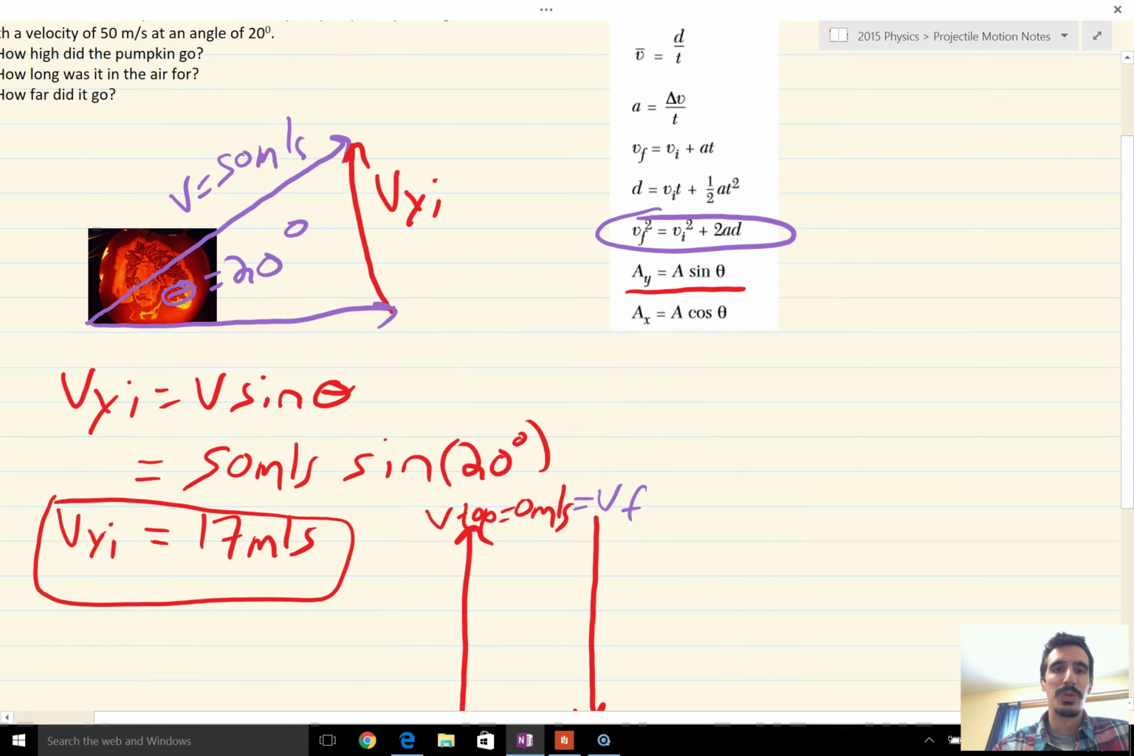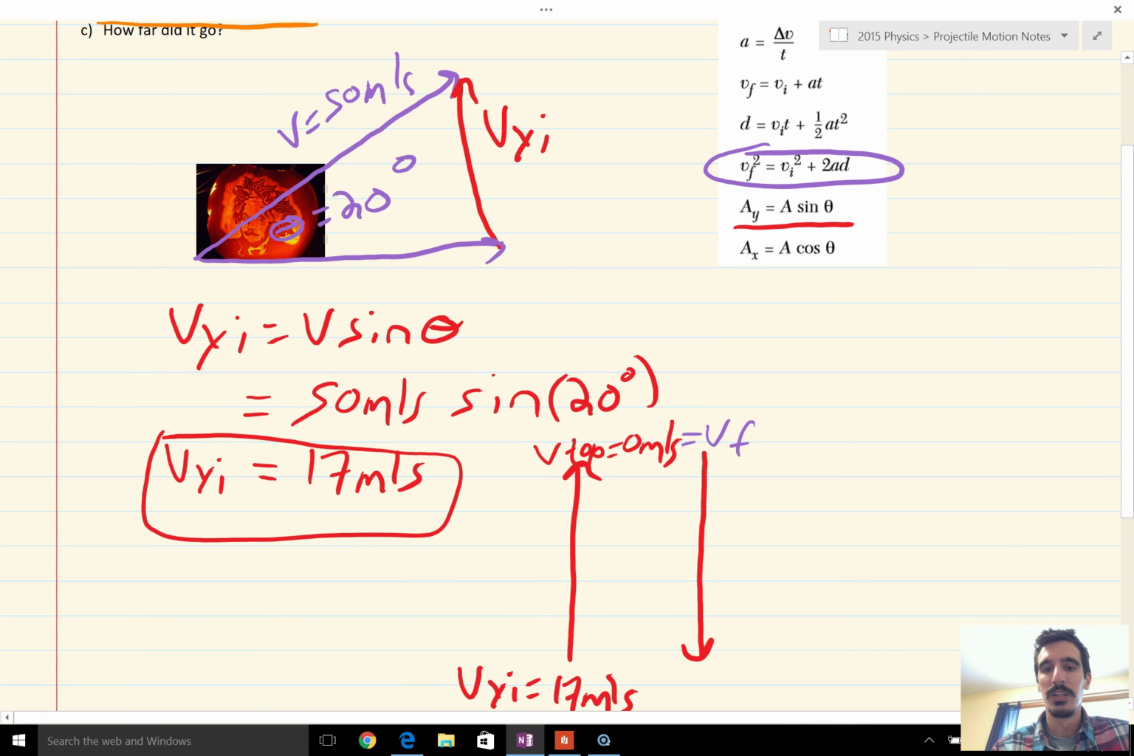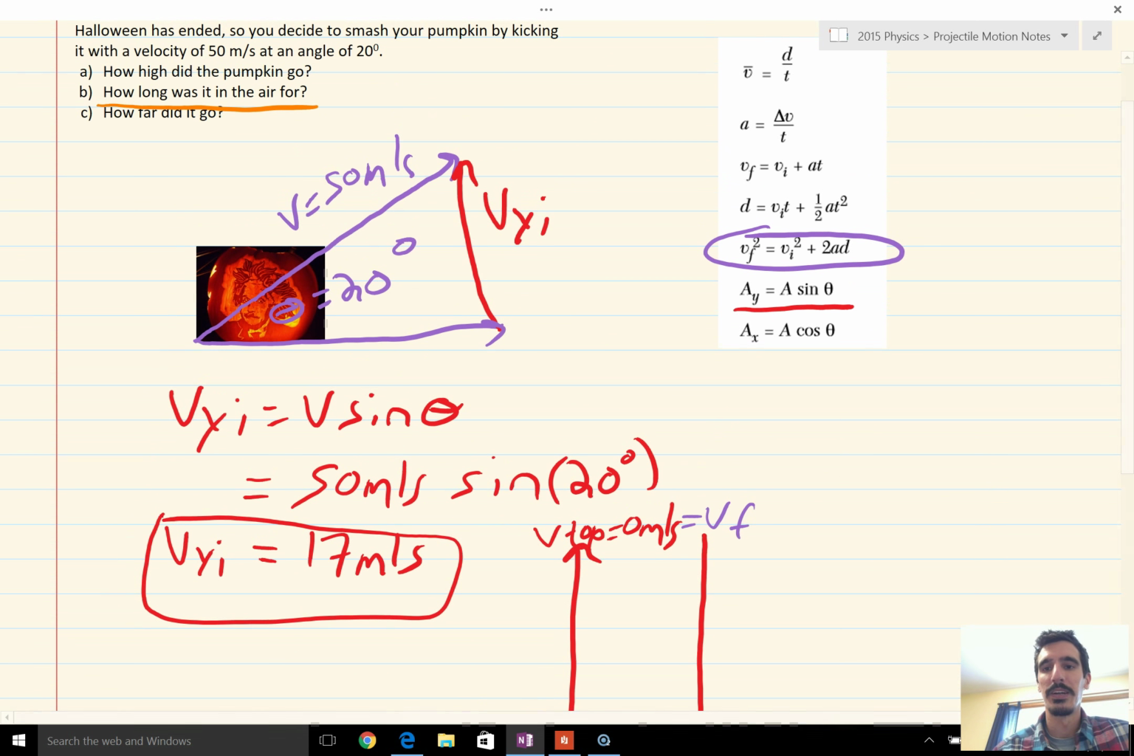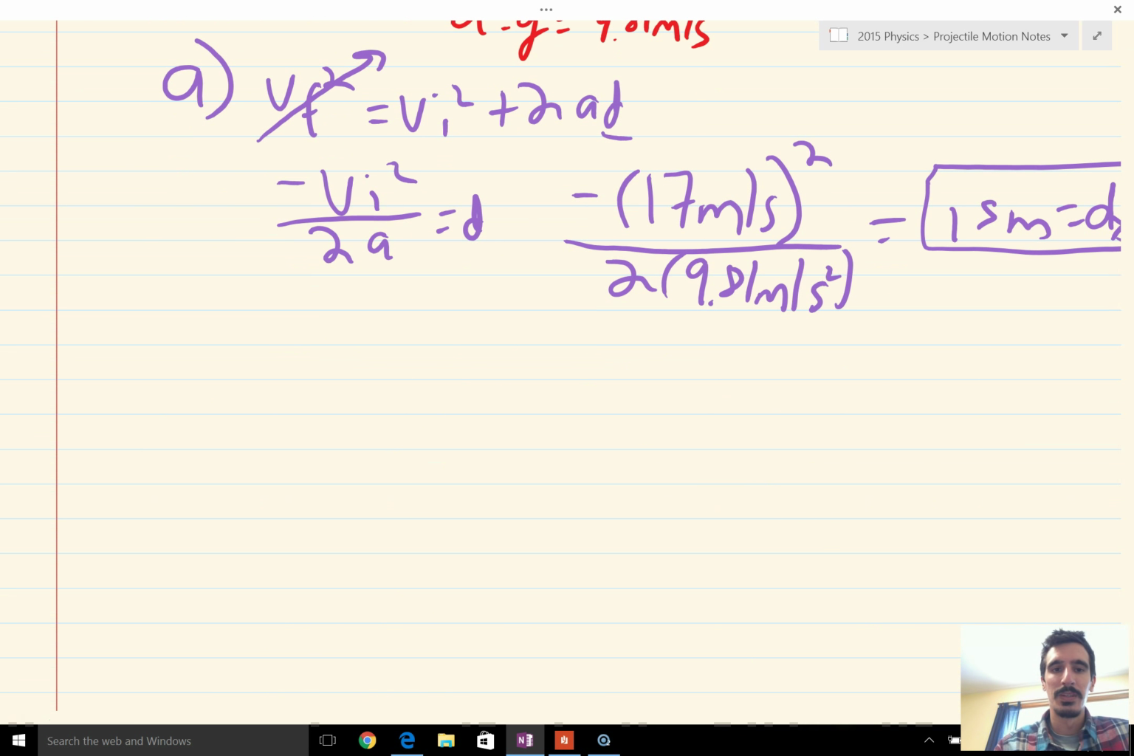Okay, part 2, or letter B. Find the time it was in the air for. So again, this is just like the first video, where we threw something straight up in the air and it came right down. We know the velocity at the top is 0, and we know the initial velocity, so we're going to use Vf equals Vi plus at. But that doesn't give us the time in the air, it gives us the time to the top.